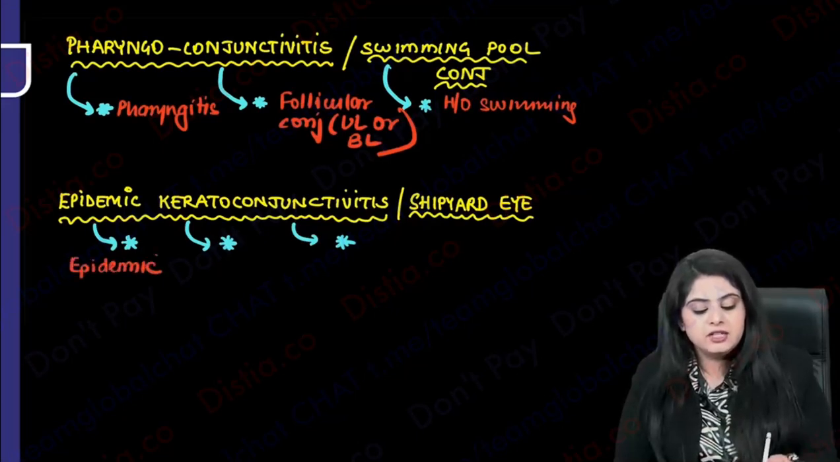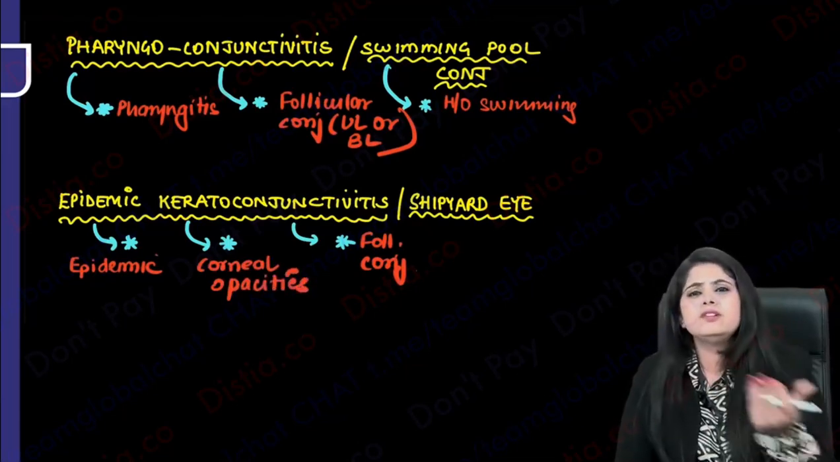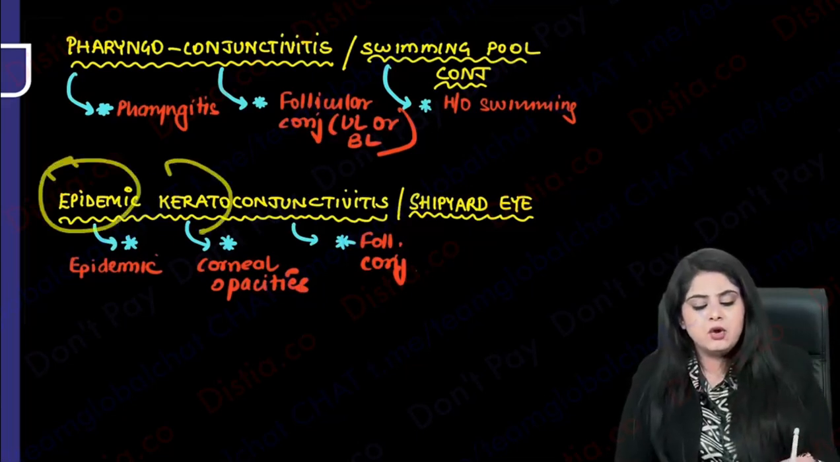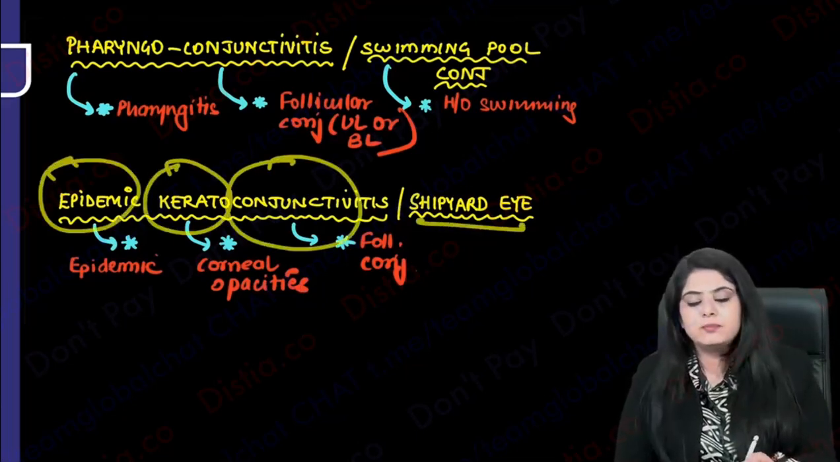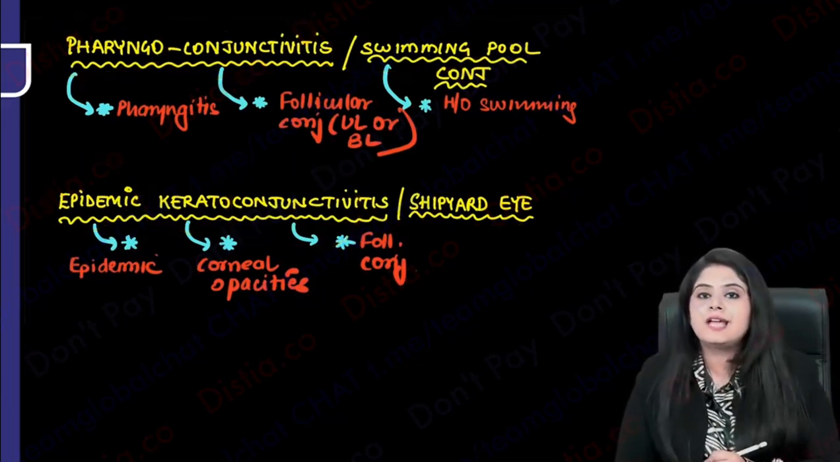And I can see the conjunctivitis word is there. So again, there is a follicular conjunctivitis. The kerato word is there, so maybe there are some corneal opacities also that I can think of. Corneal opacities can also occur. So if you know the words, you know everything. Right? Epidemic, cornea, conjunctiva, known as shipyard disease. Pharyngo, conjunctiva, swimming pool conjunctivitis, as easy as that.